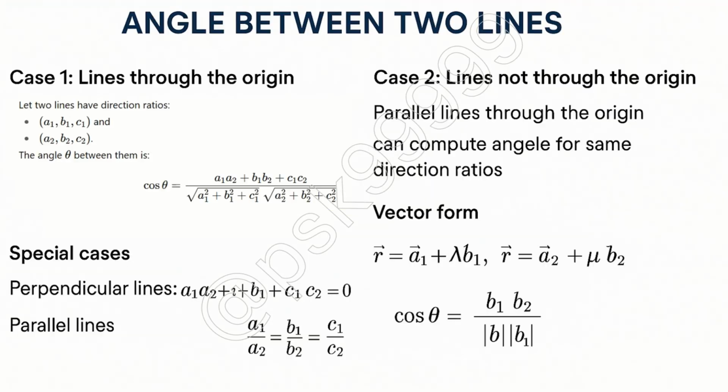Next, angle between two lines. This is also a very interesting one, slightly different from two-dimensional geometry. We can also derive the conditions for perpendicular and parallel lines. So let's see.